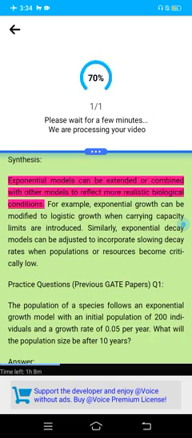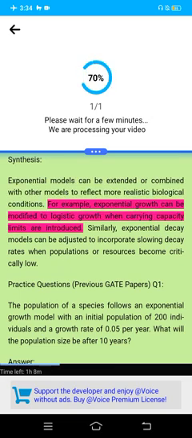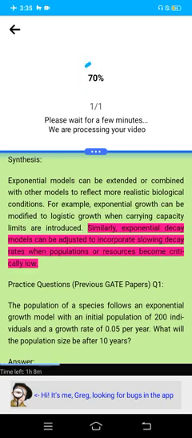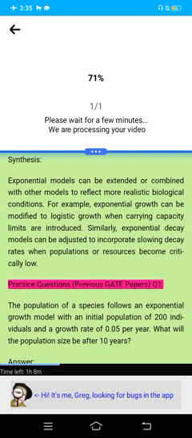Synthesis. Exponential models can be extended or combined with other models to reflect more realistic biological conditions. For example, exponential growth can be modified to logistic growth when carrying capacity limits are introduced. Similarly, exponential decay models can be adjusted to incorporate slowing decay rates when populations or resources become critically low. Practice questions. Previous GATE papers.